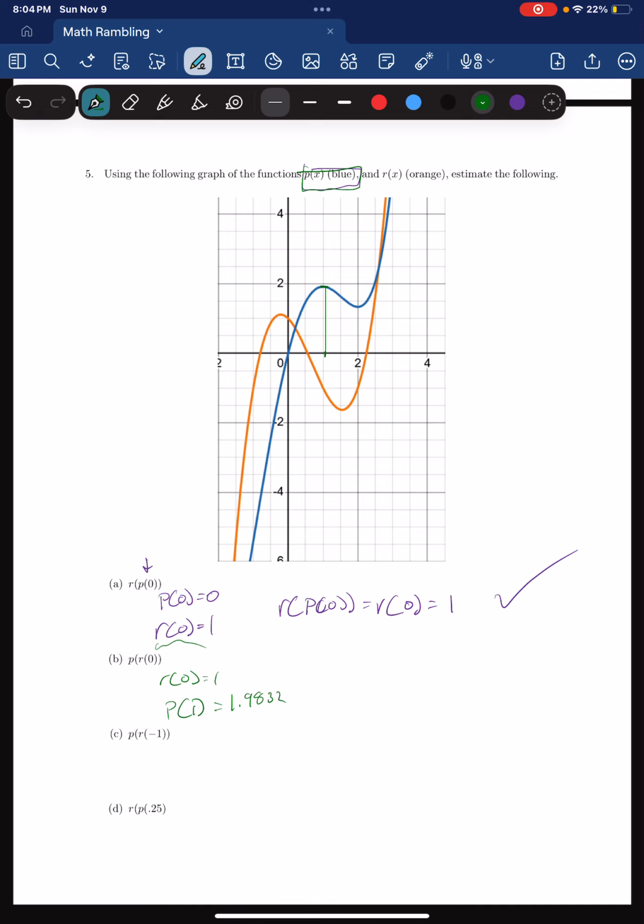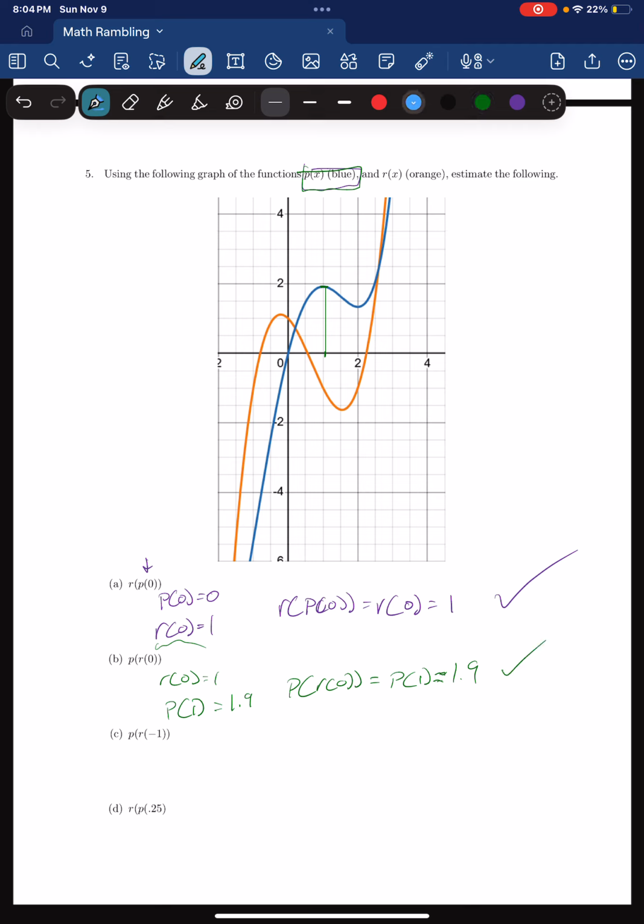32. I like to estimate out to 4 decimal points because I didn't have friends in middle school. No, I'm just kidding. Don't estimate out that far. That's stupid. 1.9 is good. Okay. So P of R of 0 equals P of 1, which equals about 1.9. Boom.